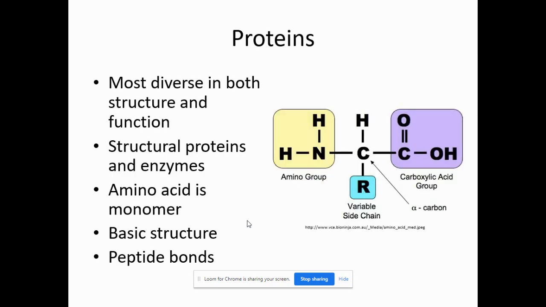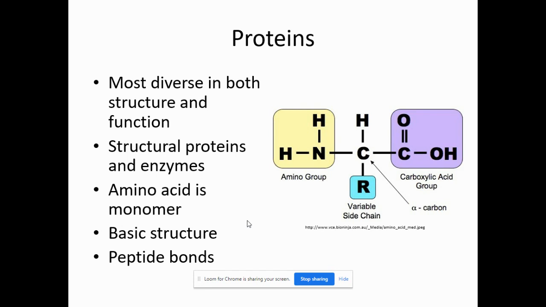All right, proteins. Next group of organic macromolecules. So we finished carbohydrates. Now we're moving to proteins. So proteins are, no, I'm sorry, not most abundant. They're most diverse in both structure and function. So proteins are very important for structure and function in living organisms.